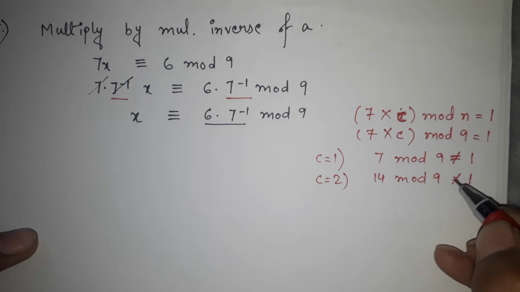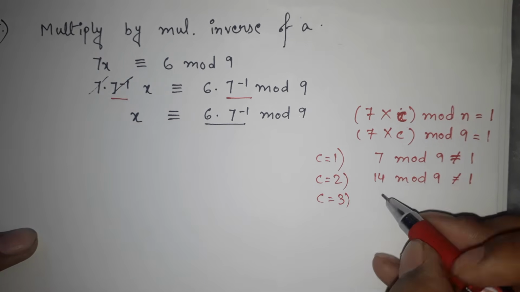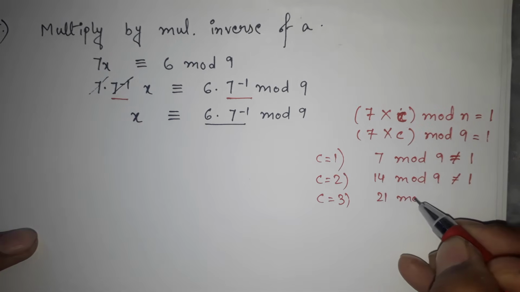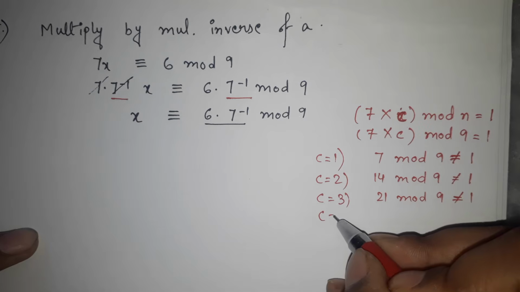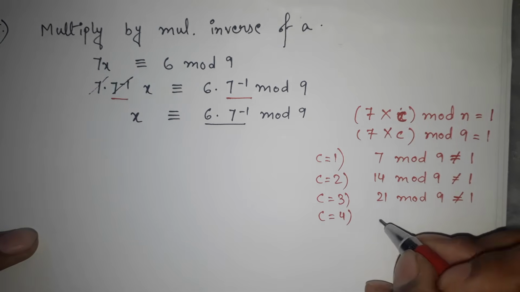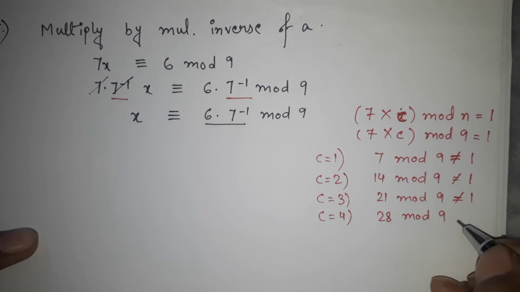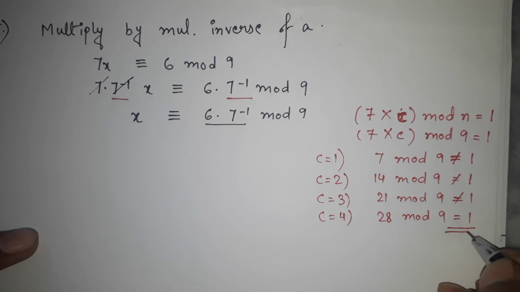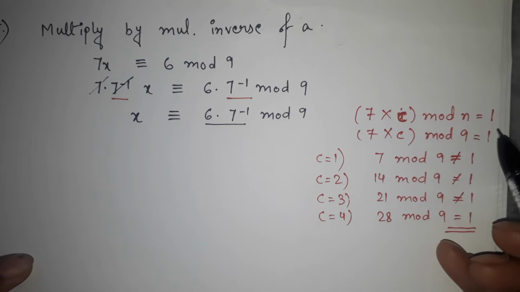I want something whose mod will be equal to 1. So if I am taking c equal to 3, 7 into 3 equal to 21 mod 9, the value will be 3, which is again not equal to 1. If I am taking c equal to 4, 7 into 4 equal to 28 mod 9, I will get 1. Yes, so now this is something where I am getting equal to 1, and my condition was I have to get equal to 1.